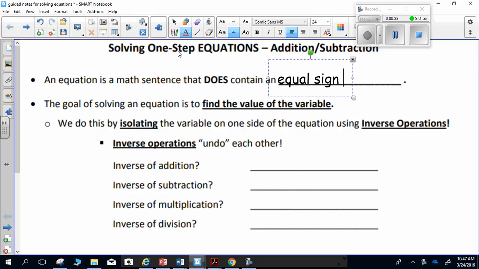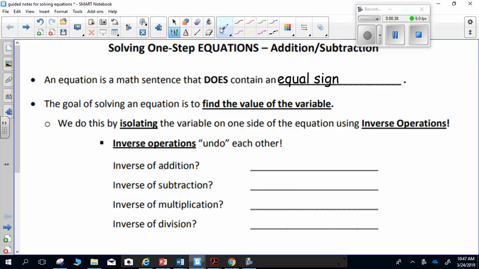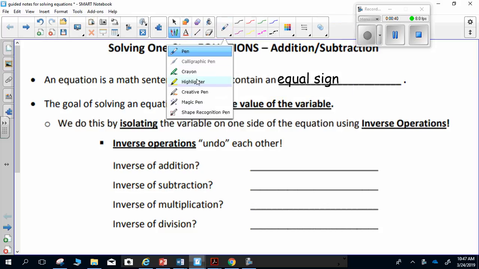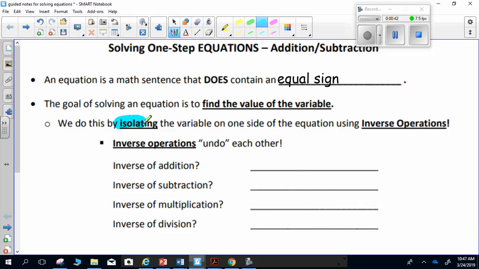And we do this by isolating the variable. So please highlight or underline or circle the word isolate. And isolate means to get alone. So we want to find the value of the variable. We want to isolate that variable. And we're going to use inverse operations. So inverse operations are operations that undo each other. So take a moment and fill these in. Pause the video.